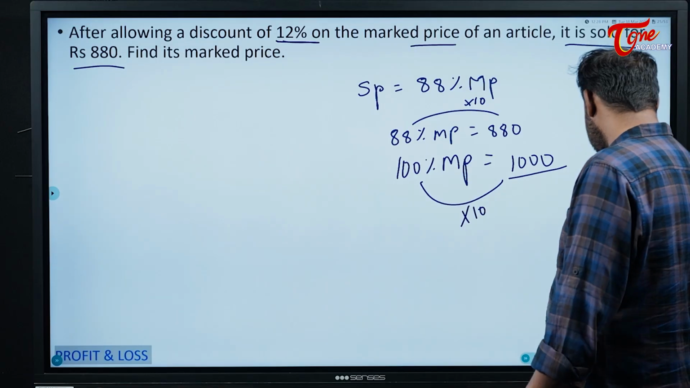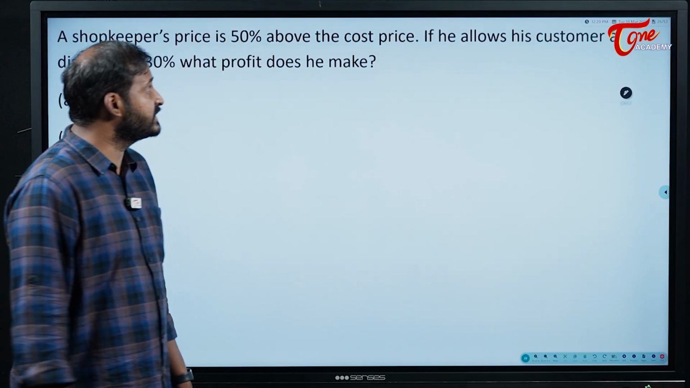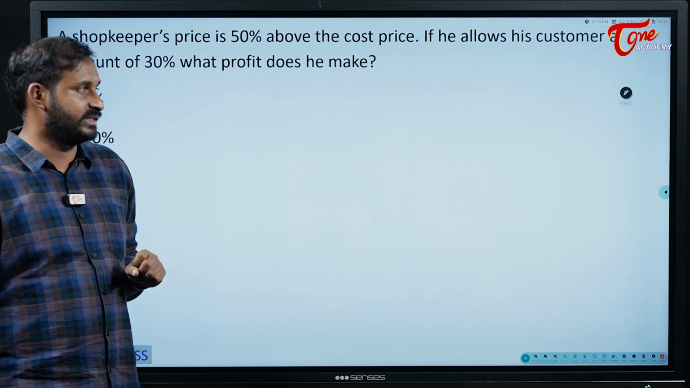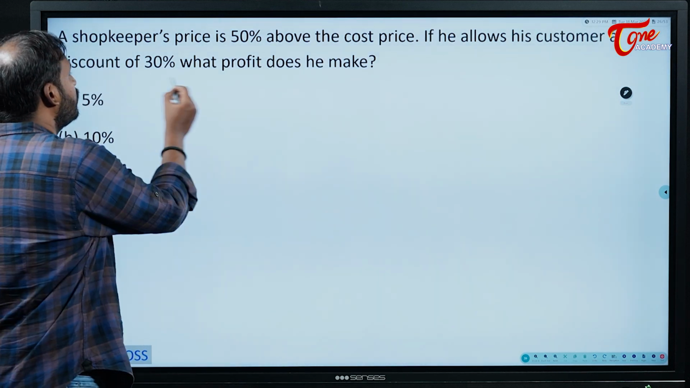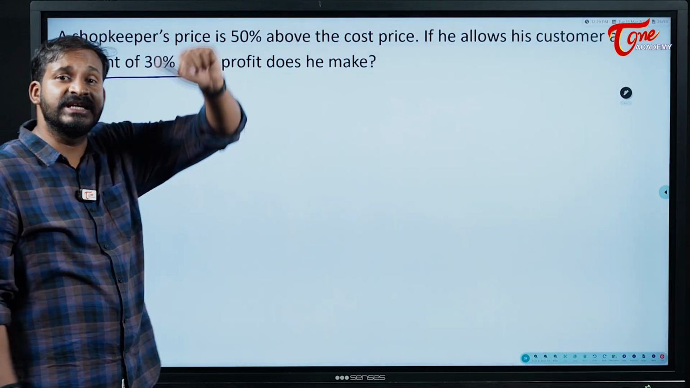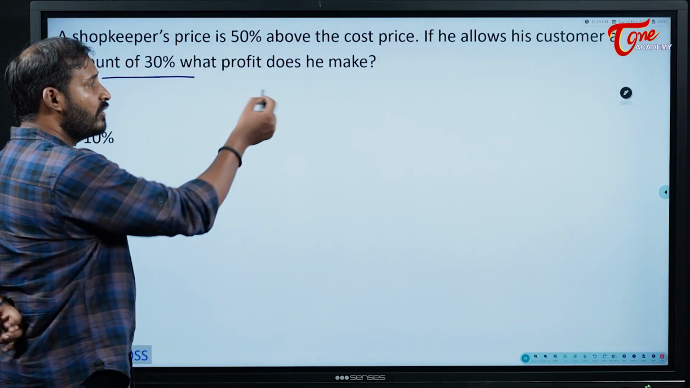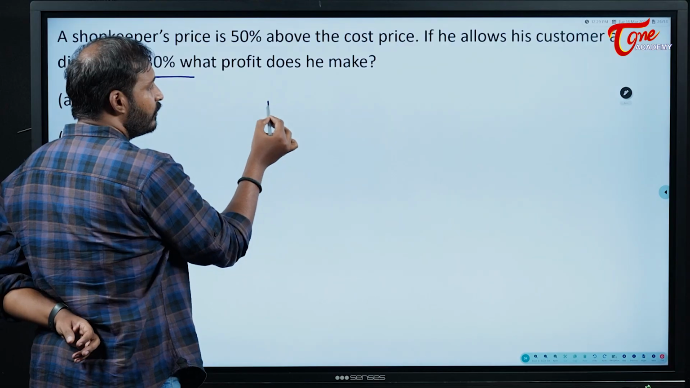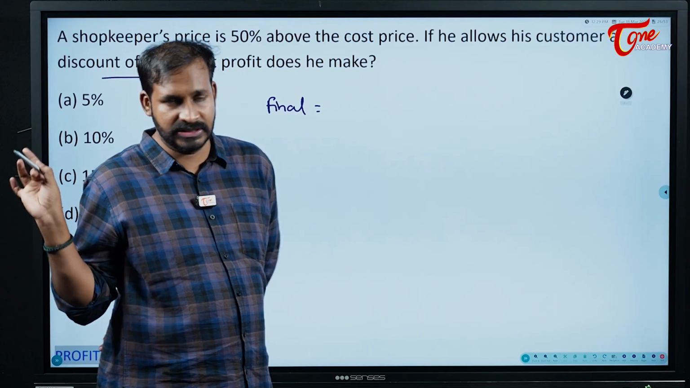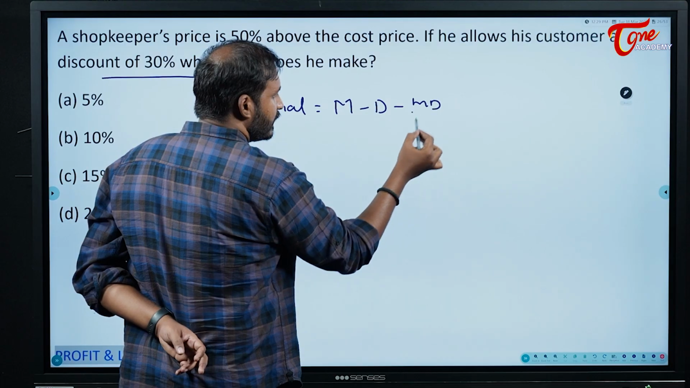Next one. A shopkeeper's price is 50% above the cost price. That means what he had done, he marked up the price by 50%. Next, if he allows his customer a discount of 30%, what profit does he make here? Now, initially he is increasing the price by 50% and then giving a discount of 30%, right? So, now what happens here for us? Final, we don't know. If we get a positive value, it is profit. If we get a negative value, that is loss. So, what is the formula we have? M minus D minus MD by 100.